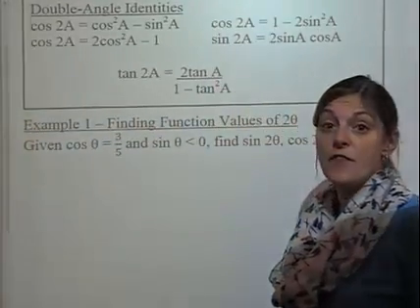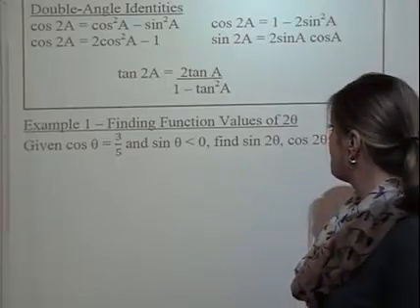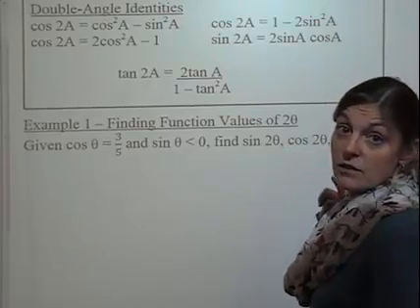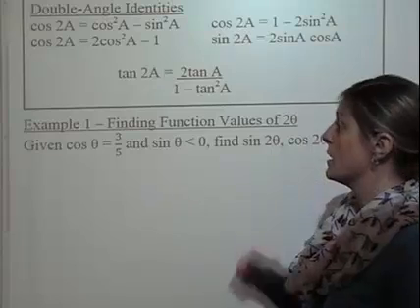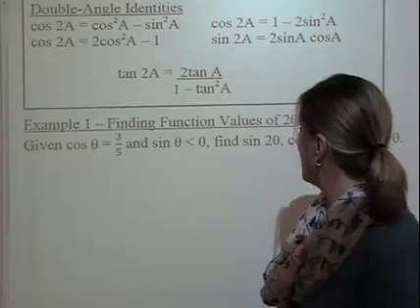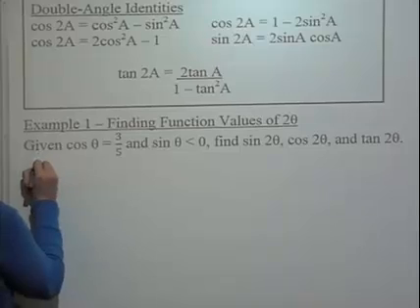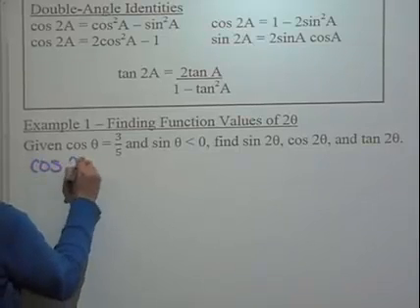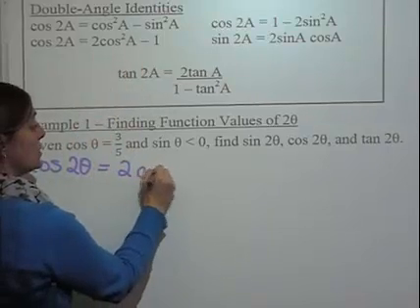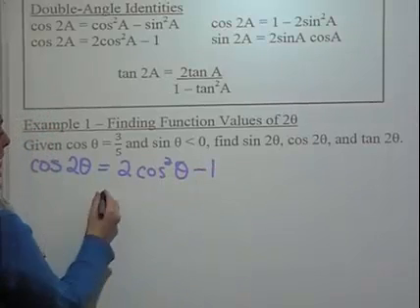We have cosine of theta equals 3/5, and sine of theta is less than 0. Find sine of 2 theta, cosine of 2 theta and tangent of 2 theta. Okay, so we can start off by saying cosine of 2 theta equals 2 times cosine squared theta minus 1, okay?